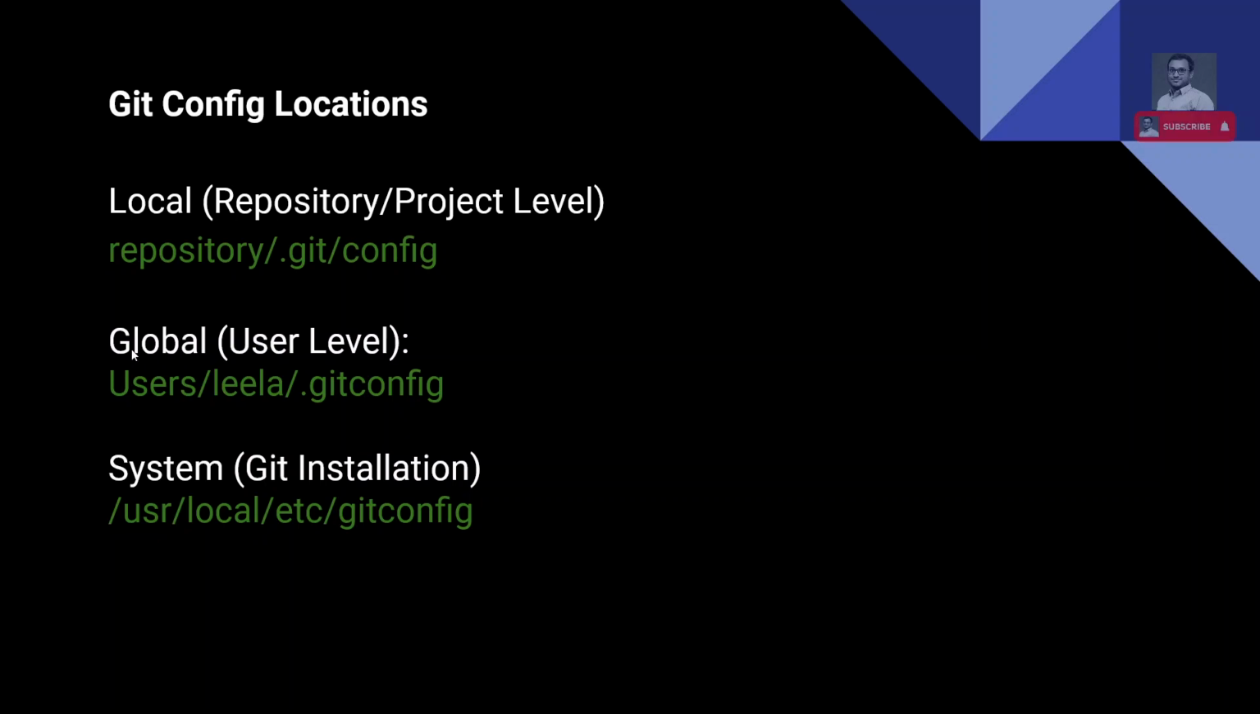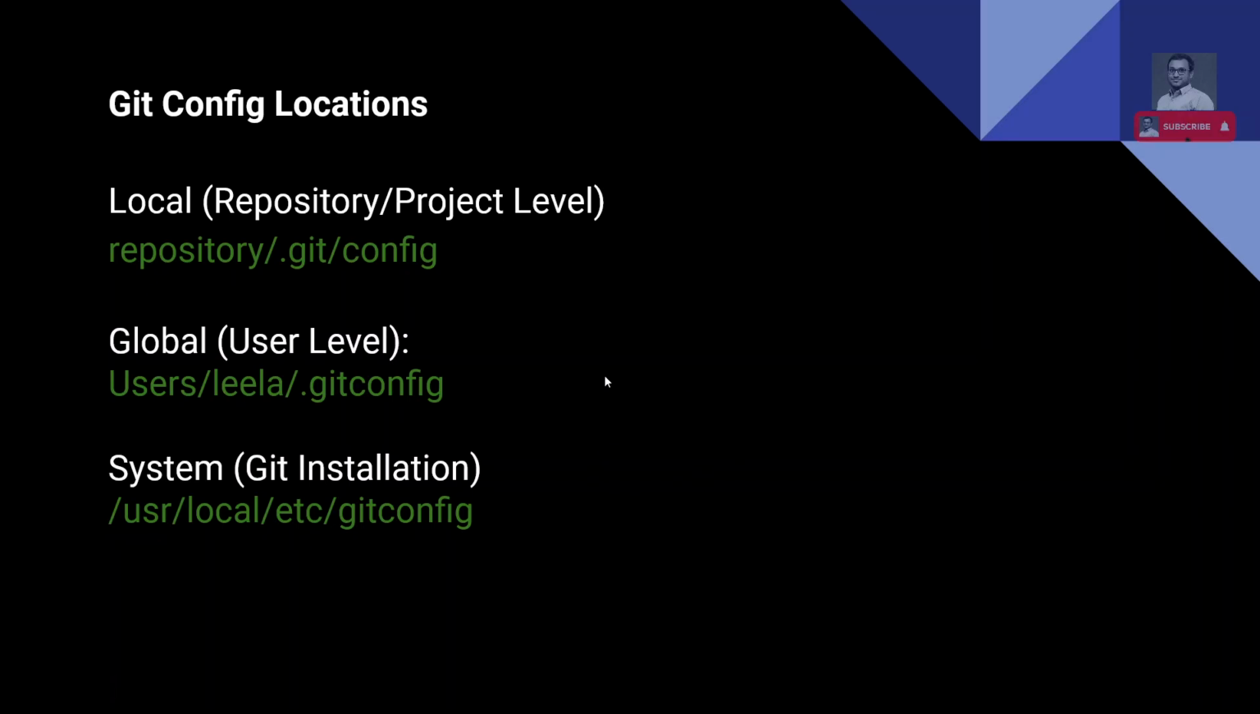Now in the global level, the user level, you will have user / Leela, that is the user's .gitconfig. Here the computer user is Leela, and in that Leela folder you will have the .gitconfig file. And in the system level, that is where Git has been installed. In this Git installation, you will be able to find usr/local/etc, and there you will find the gitconfig. So these are the levels.